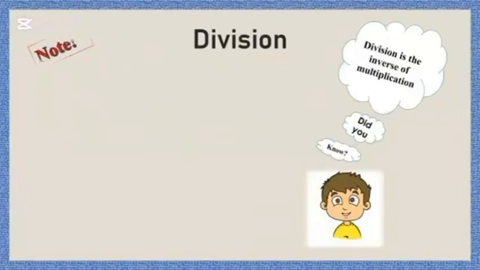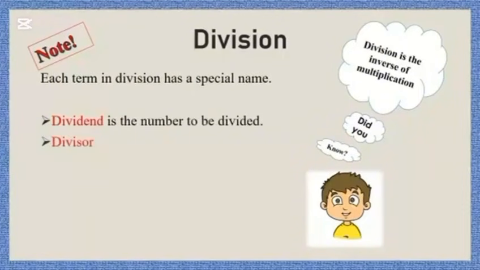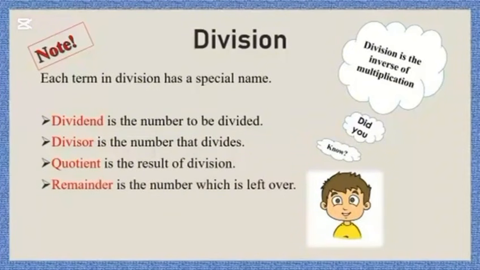Students, please note this important point in your notebook. Similar to multiplication, each term in division has a special name. First one is dividend. Dividend is the number to be divided. Then comes divisor. Divisor is the number that divides. Then comes quotient. Quotient is the result of division. And lastly we have remainder. Remainder is the number which is left over after division.